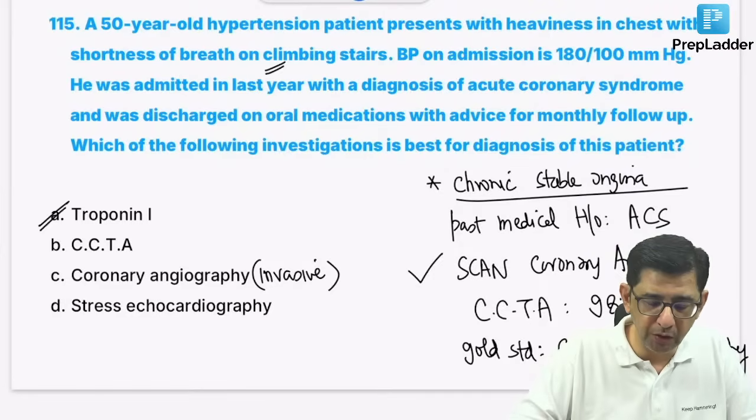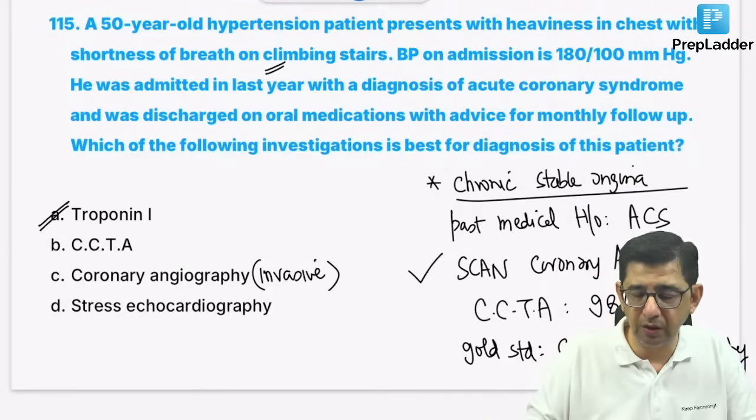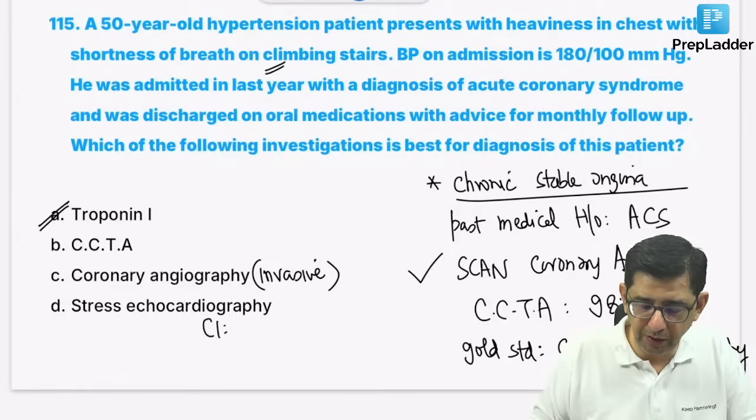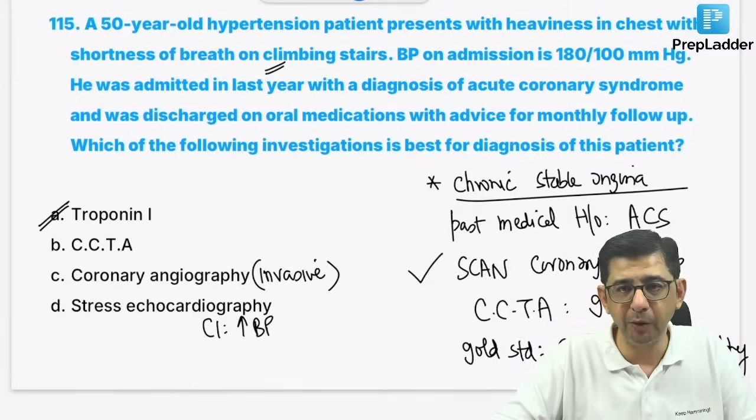Troponin I is ruled out in this question because he is not having acute chest pain at the moment. Stress echocardiography is contraindicated due to elevated blood pressure in this patient. I mean, this guy's BP is already elevated. If I give him dobutamine, it can cause a further spike of blood pressure, and that can even cause a hypertensive crisis or some kind of a CNS event in a patient.